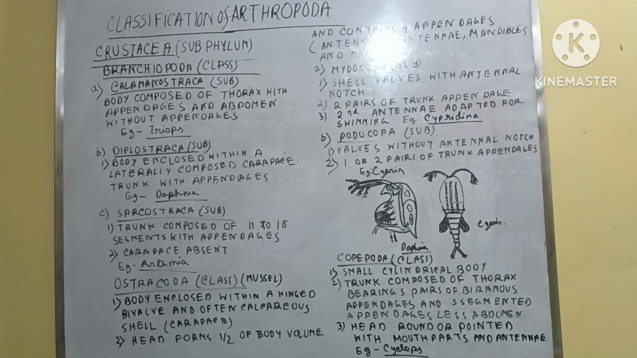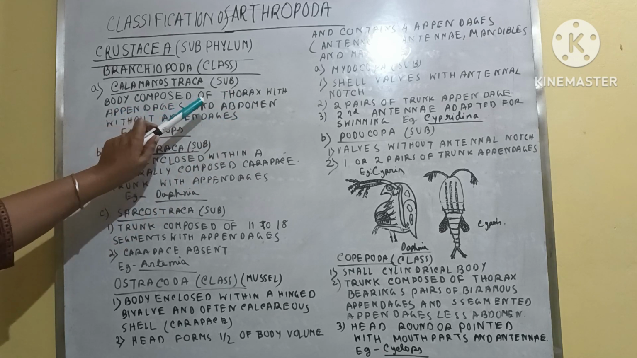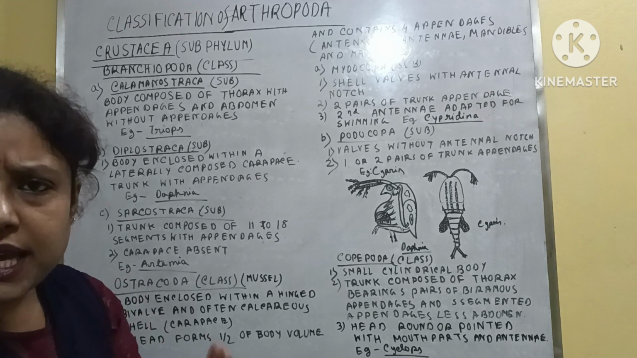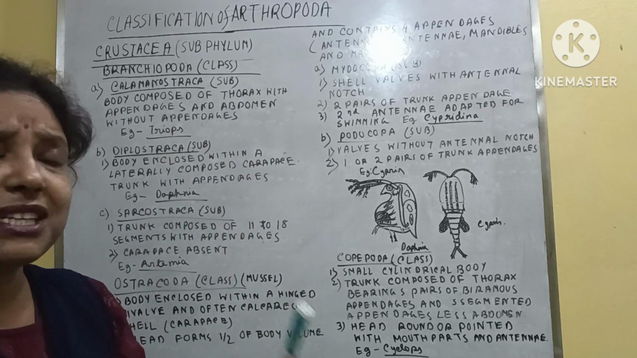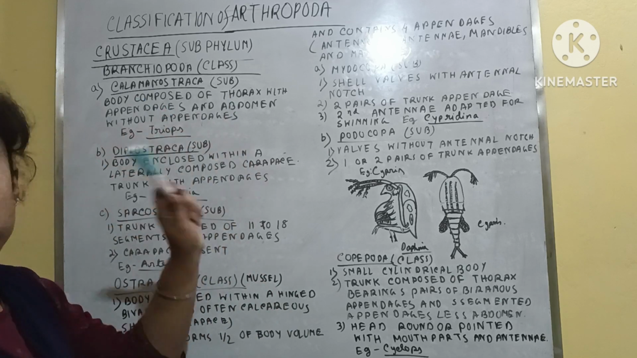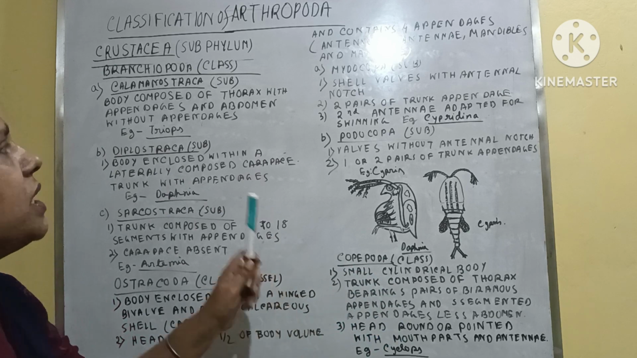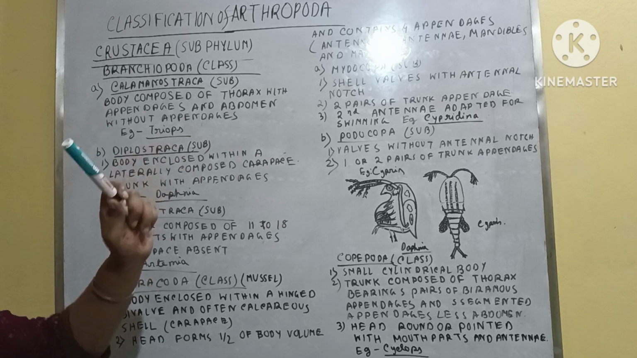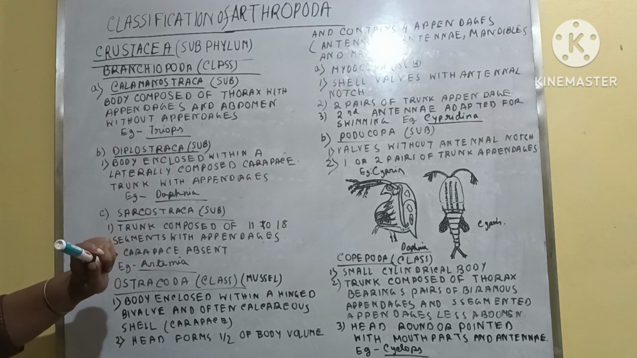First, the CALAMANOSTRACA: a body composed of thorax with appendages and abdomen without appendages. Okay, the body has a thoracic region and an abdominal region, but the thoracic region has appendages and the abdominal region has none. Clear? This is the important part, and that's why I have written only one point. So the example is Triops.